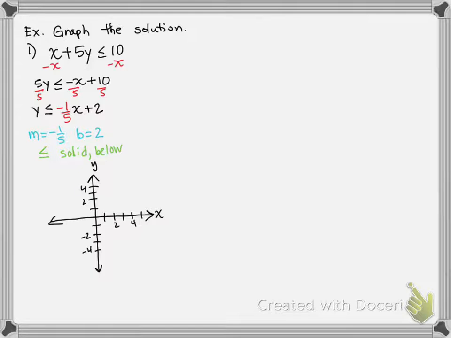Okay, so we're going to start where the y-intercept is 2. Then we're going to rise down 1 and to the right 5. So it should take me to the point 5,1. Now, it's a solid line, so I'm going to go ahead and do that.